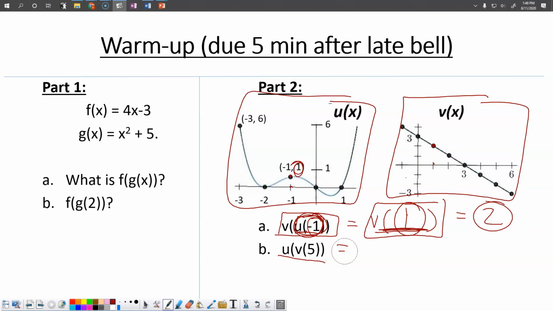But here we go. V of 5, so I need to find out what is the V value. What's the V when x equals 5? So here's where x equals 5, that's right here. The V function's y value at that point is -2. So I'm going to replace V of 5 with -2. Now I need to look at the U function and find where x equals -2. That's like right here. And I need the y value that goes with that, which is 0, is the final answer. Okay? These are what we call composite functions.